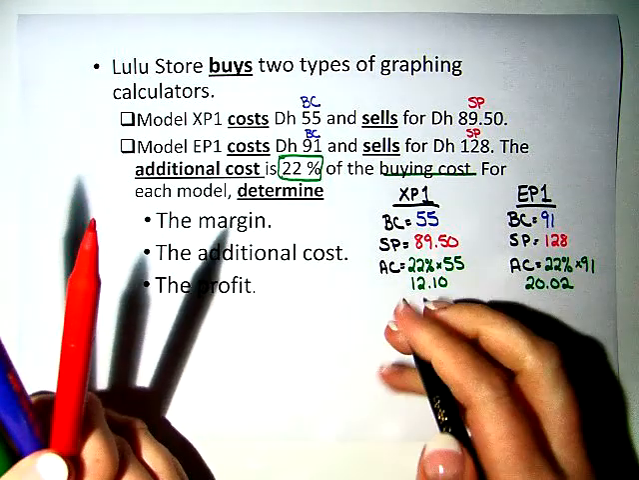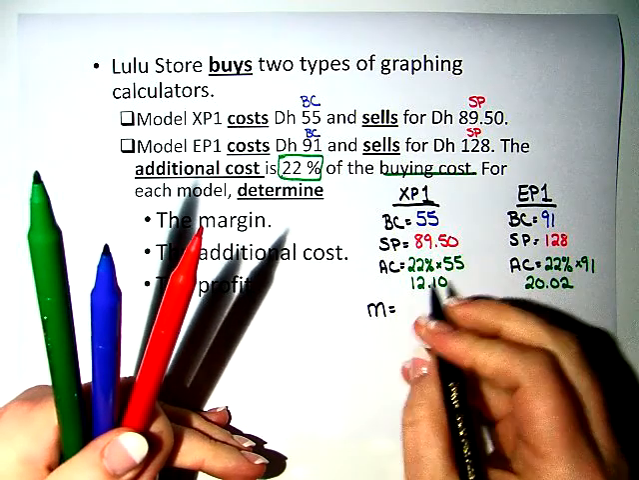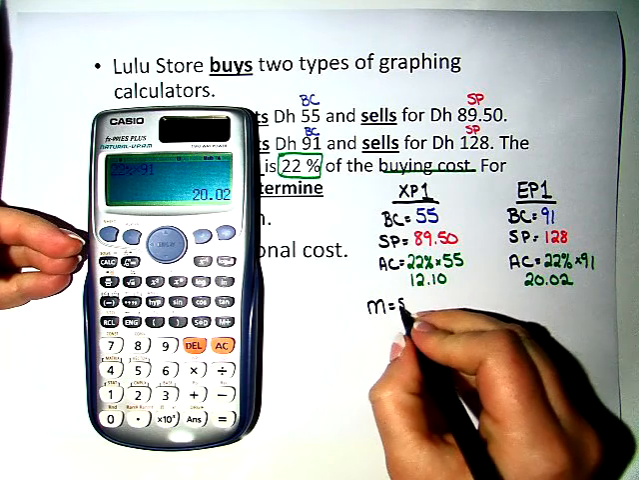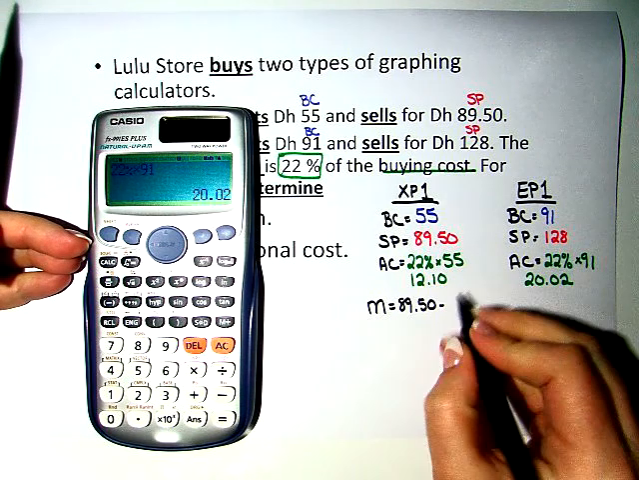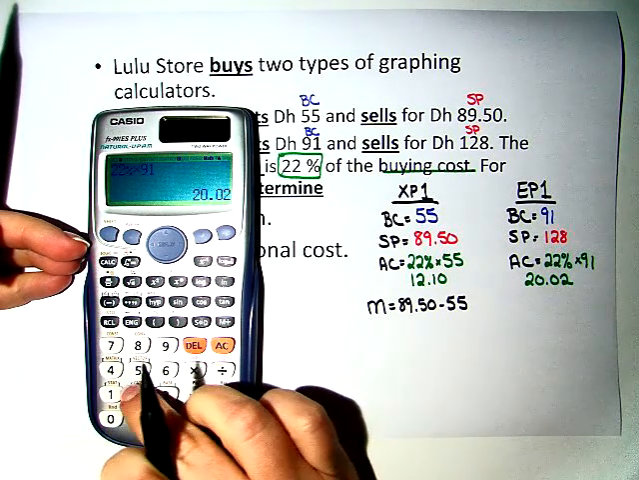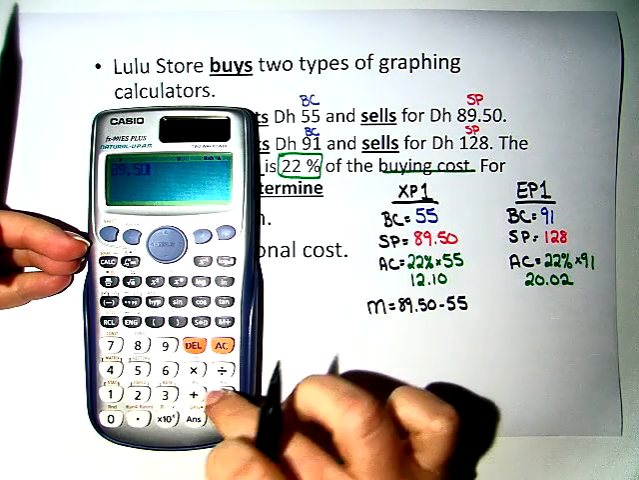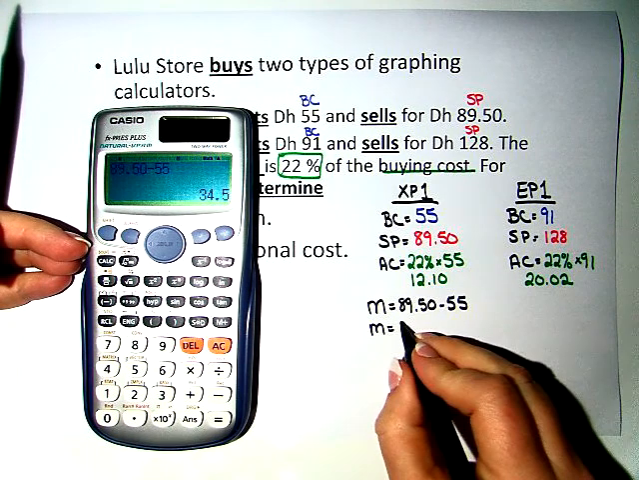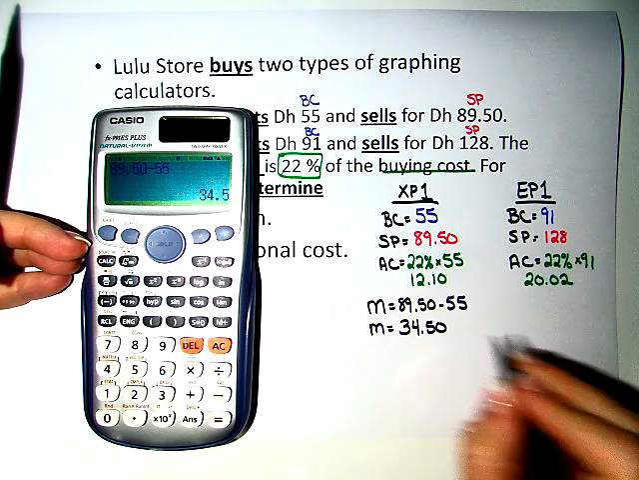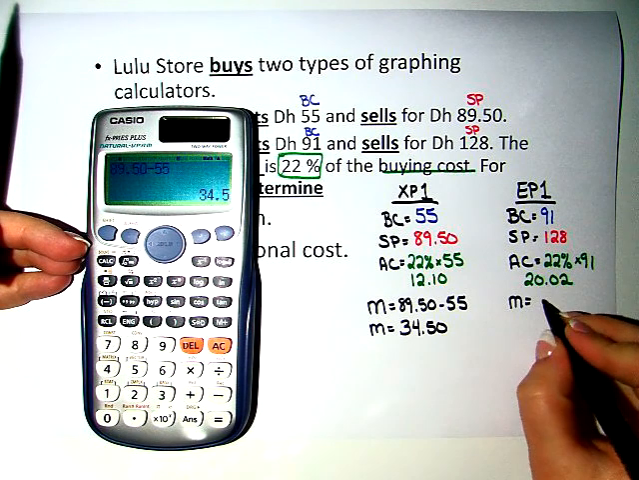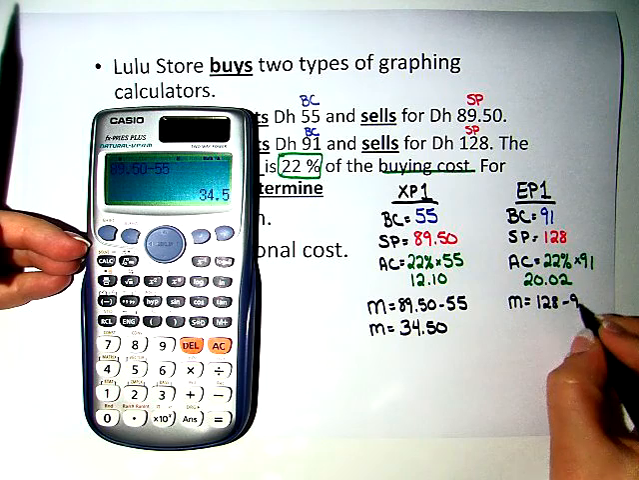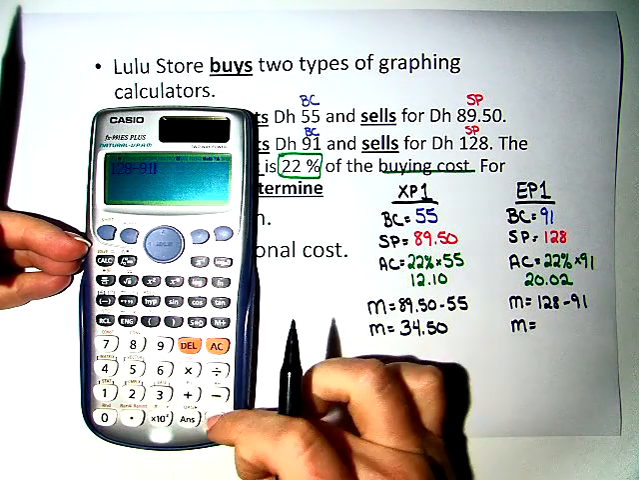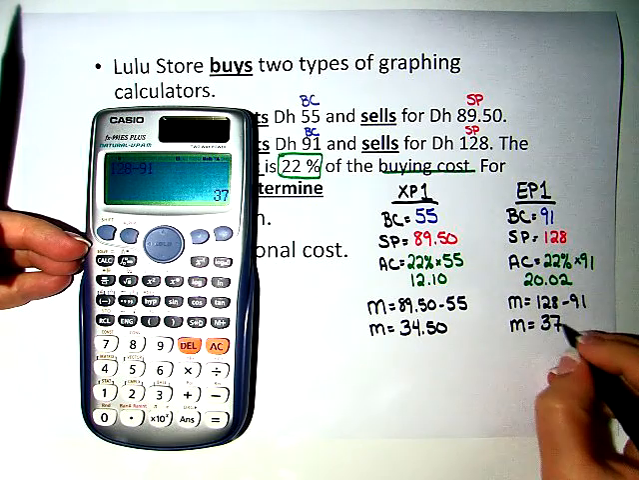Okay, so let's start answering the questions. The margin. Okay, so to figure out the margin, we have to take the selling price. The selling price is 89.50 and subtract the buying cost. So that's 55. So 89.50 minus 55 gives us a margin of 34.50. Okay, the margin here is going to be 128 minus 91. 128 minus 91 gives me a margin of 37.